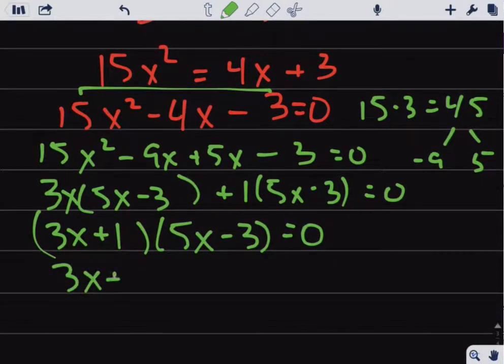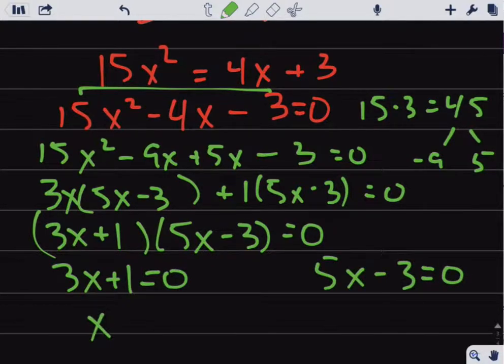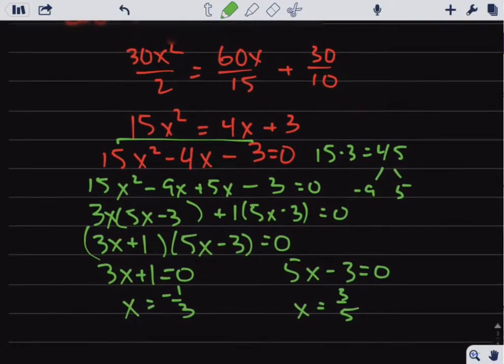The zero product property says 3x plus 1 equals 0, and 5x minus 3 is equal to 0. So I subtract 1, and then divide by the 3. So I get x equals negative 1/3. I add 3, then divide by 5. So I get x is equal to 3/5. And that is your answer. Okay, that's the first one we'll do.